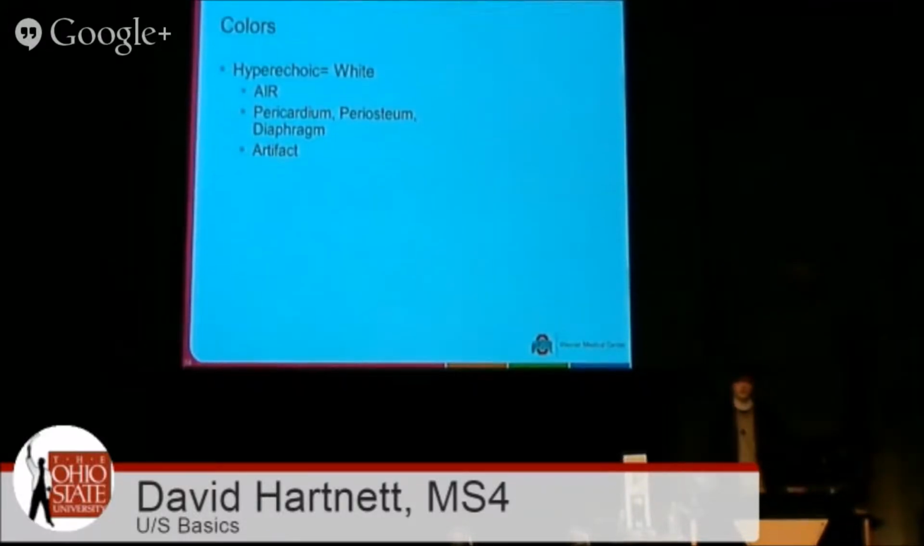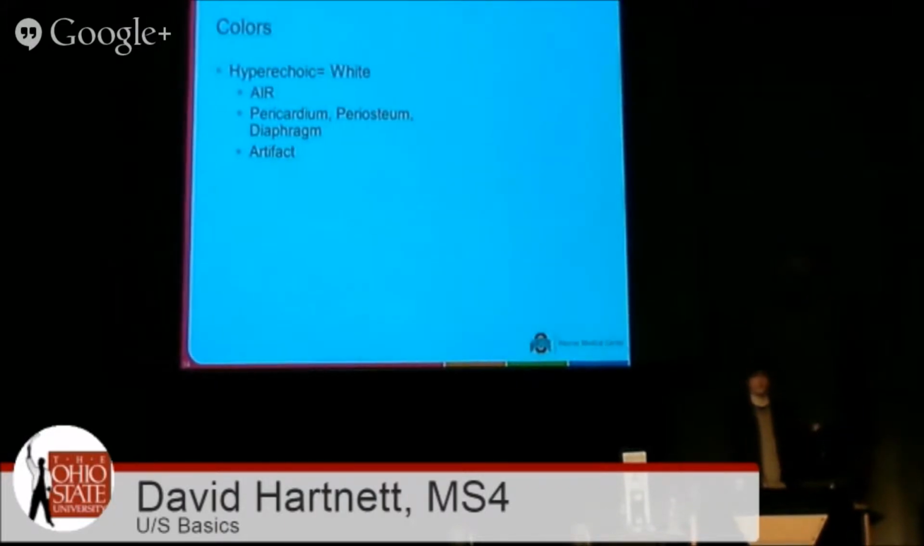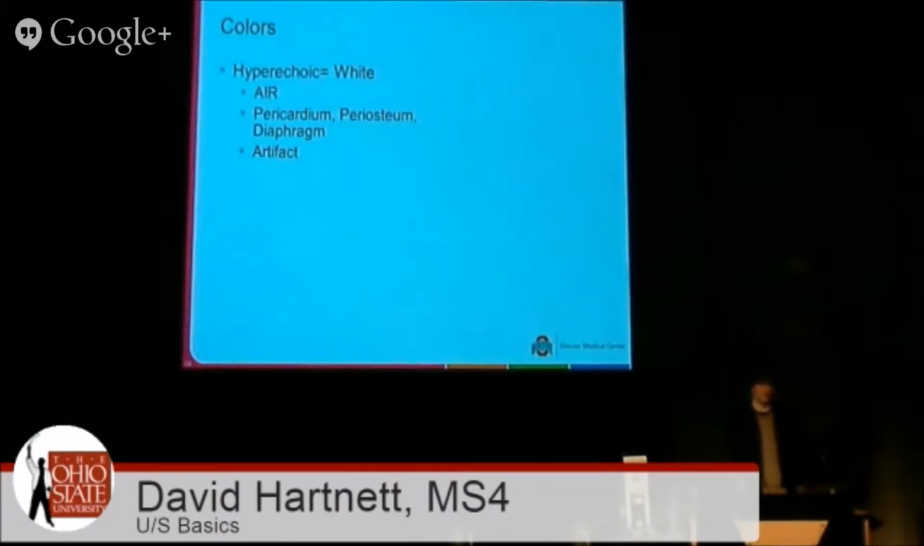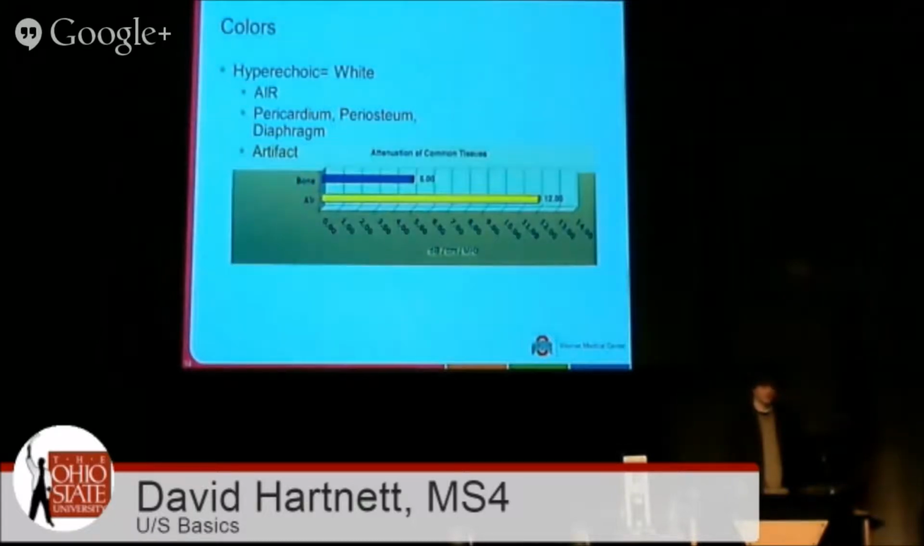The last color, white, bright hyperechoic. So white things, they're going to reflect back a lot of the echo. All the ultrasound wave reflects back. A couple examples here: bone, periosteum, pericardium, things that are going to provide very strong reflections. And also air is going to appear white.